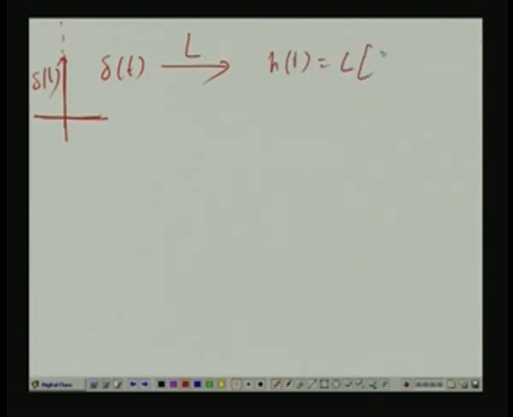In general, delta t, that is an impulse at origin, we denote it by this delta t. If delta t is passed through a linear system, the output is called the impulse response h t, as L of delta t. If instead of delta t I give delta t minus tau, this is a more general case.